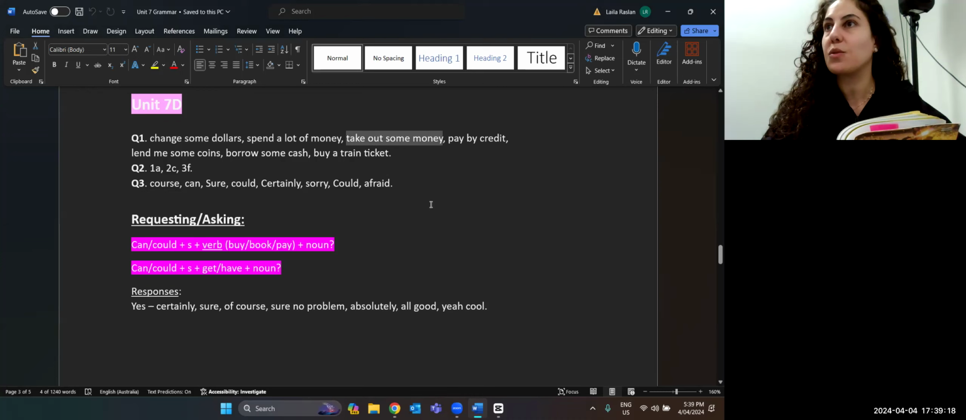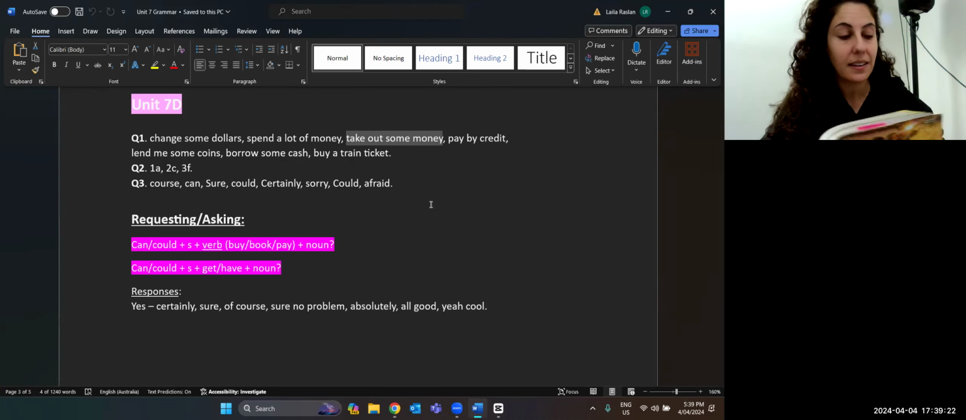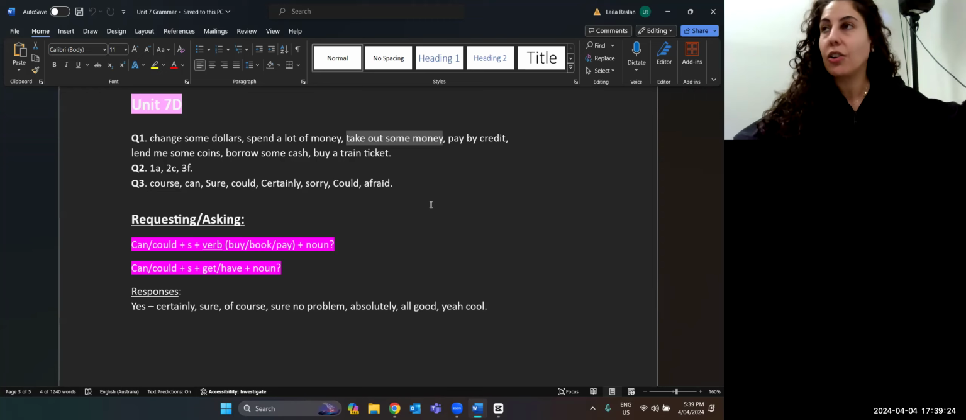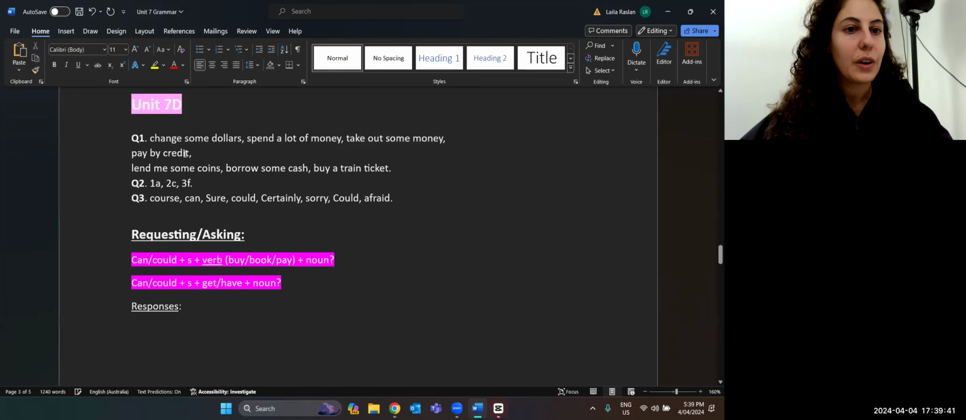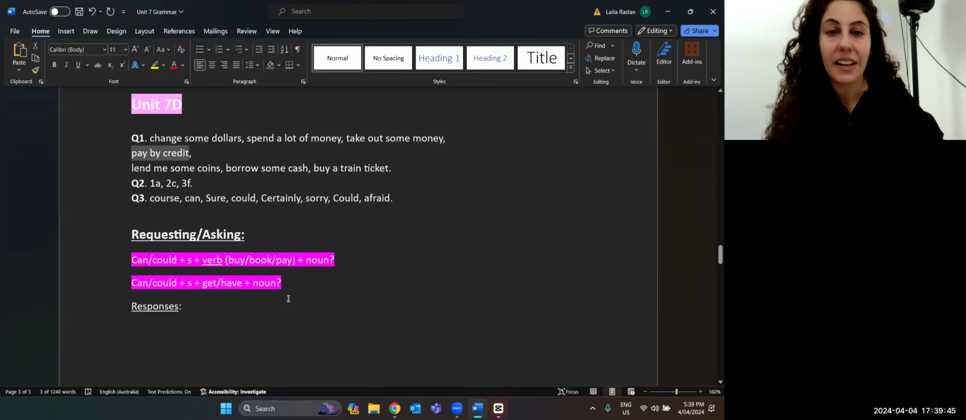We've got another expression, take out some money. So that usually means when I have an ATM machine, or if I need to go to the bank, I go inside the bank or I go to the machine and I take out some money from my card. It's the same if I put my card in the machine and then maybe I want to take out $20 or I want to take out $50.